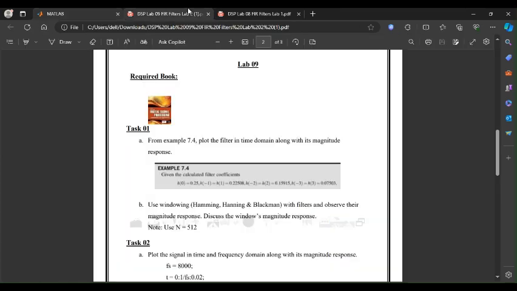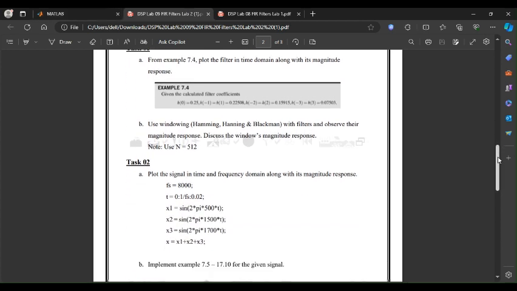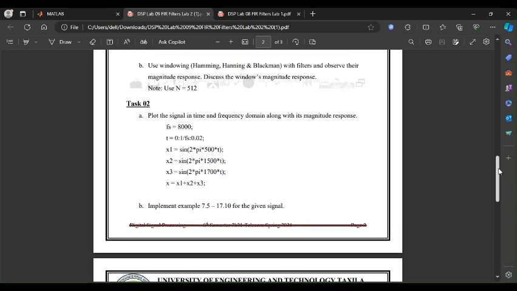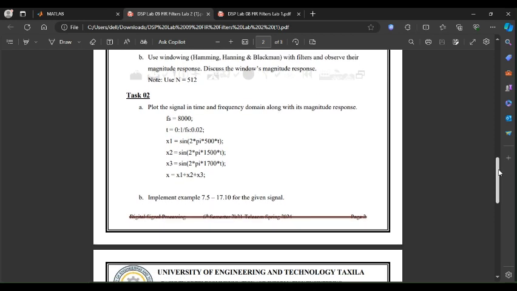Moving to task 2 of today's lab, that is: plot the signal in time and frequency domain along with its magnitude response. Fs is equal to 8000, and then x1, x2, x3, x4, and then the sum of these values. And part B is to implement example 7.5 and 7.10 for the given signal.